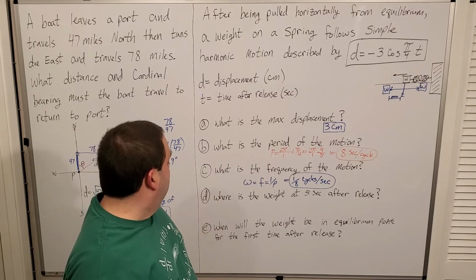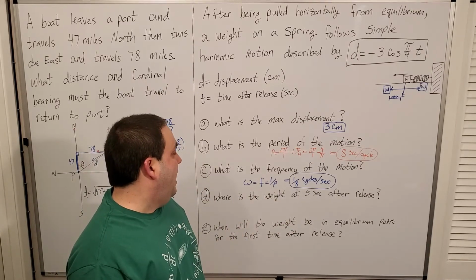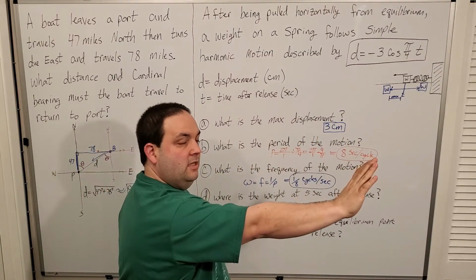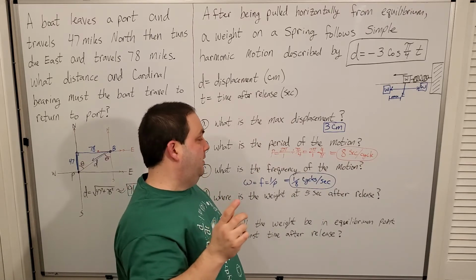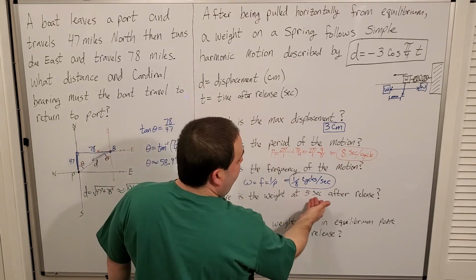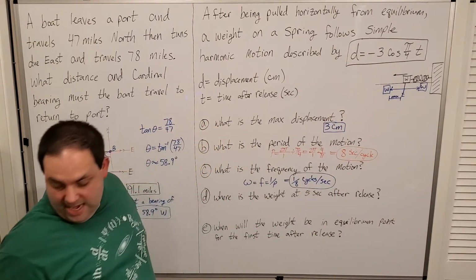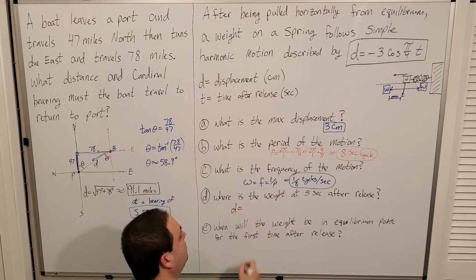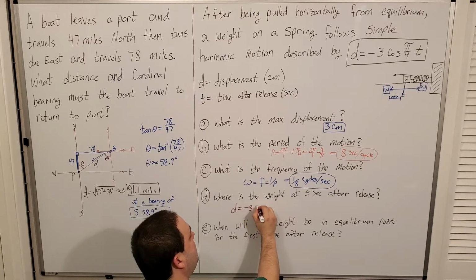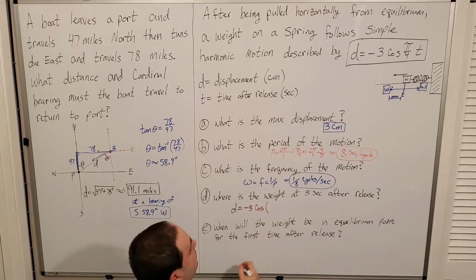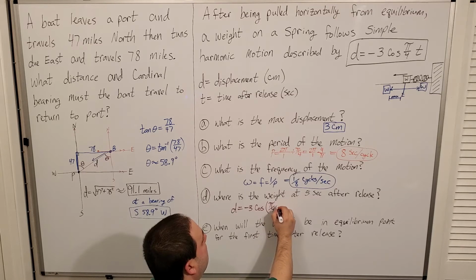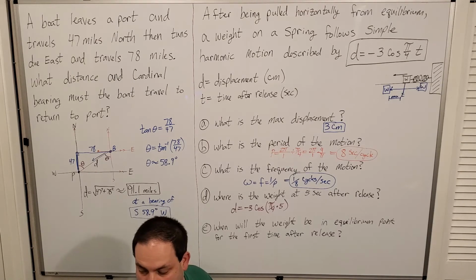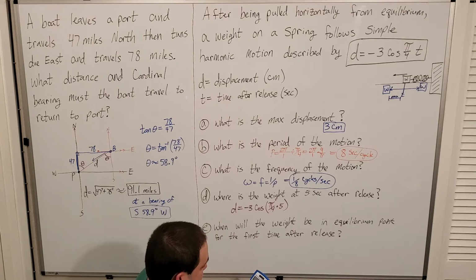Okay? So D, where is the weight at 5 seconds after release? So you stretch it, we release, count to 5 seconds. Where is this weight located? Well, what I'm going to do is I'm going to take 5 and plug it in to T. Let's do that. So I have that D displacement is equal to -3 times cosine of pi over 4 times 5. This particular part of it is just a punch and crunch. Right? Got my handy dandy time saver.